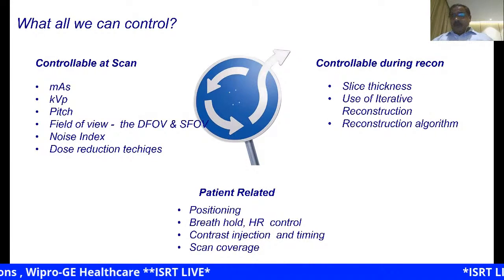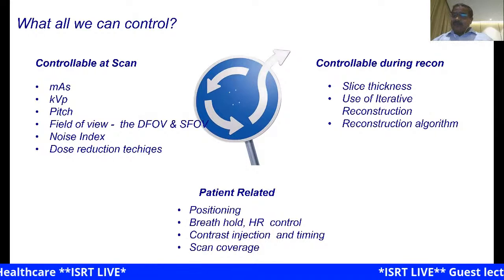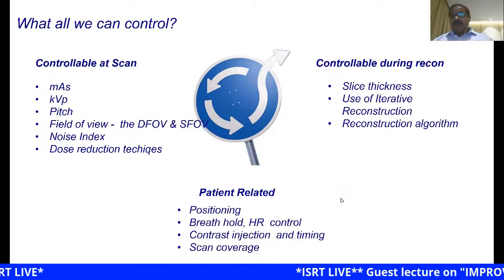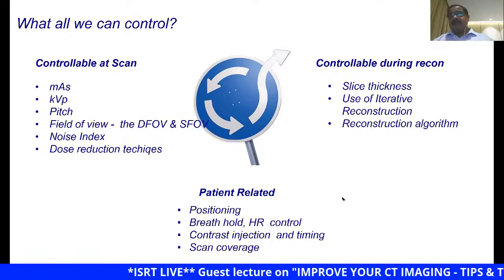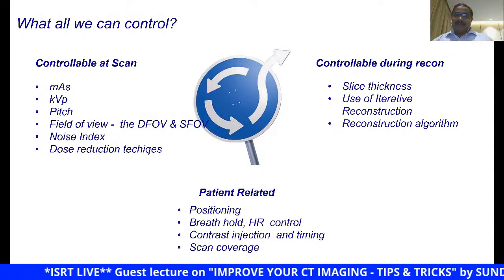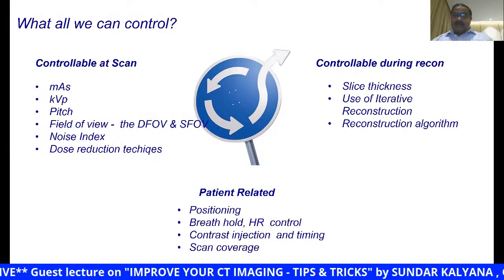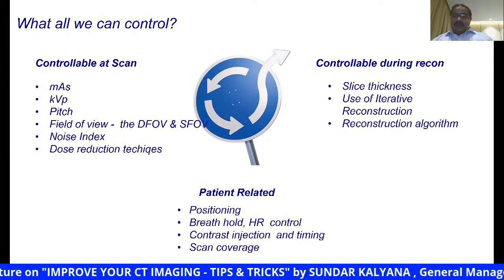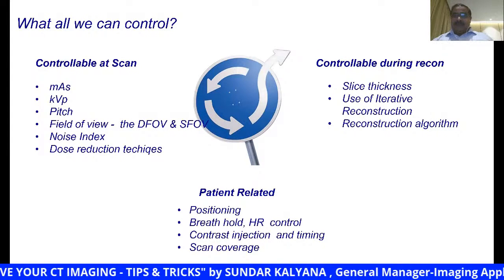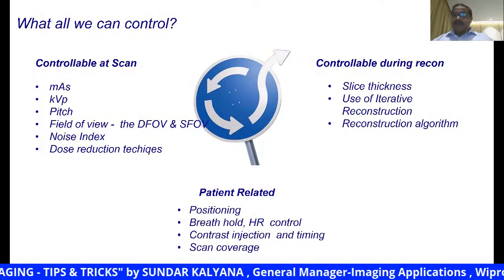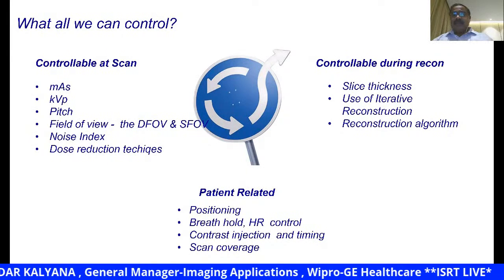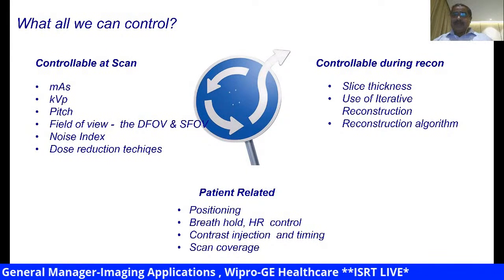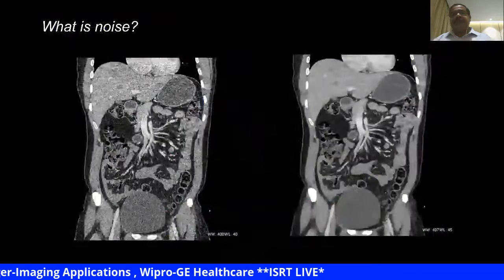Improving image quality involves one or many of these parameters being adjusted, customized by the technologist during the scan. As you know, patient to patient, there is difference. So the scan parameters, as well as the technique you use, are adjusted to achieve the desired clinical outcome.